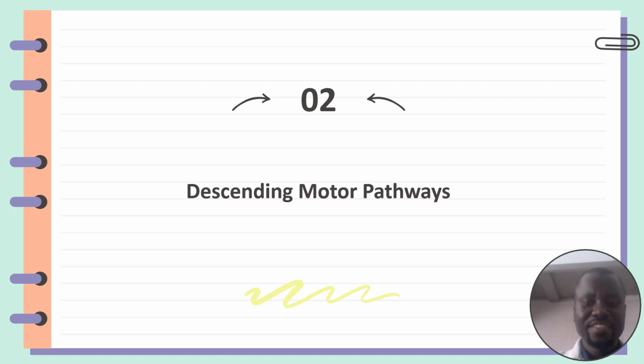Ladies and gentlemen, welcome back as we look at descending motor pathways. We will have a conversation about the different pathways within the descending tracts and see how they influence movement, which types of muscles and what kind of movement they influence. It is also crucial to understand the anatomy on how these pathways are structured.